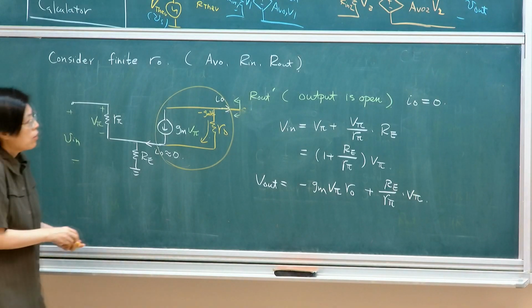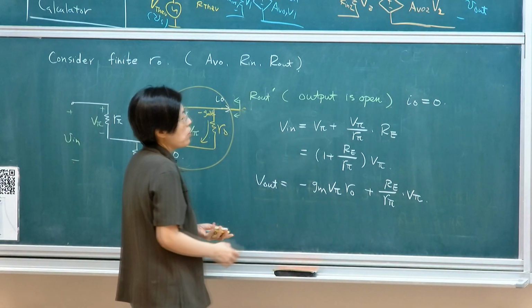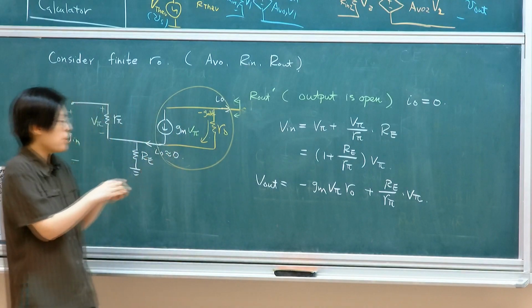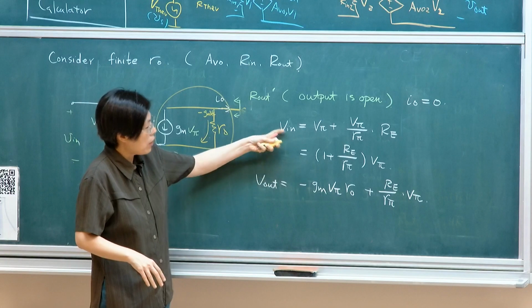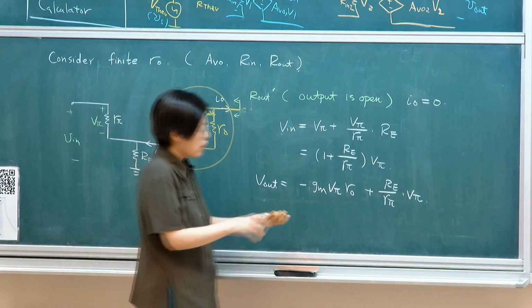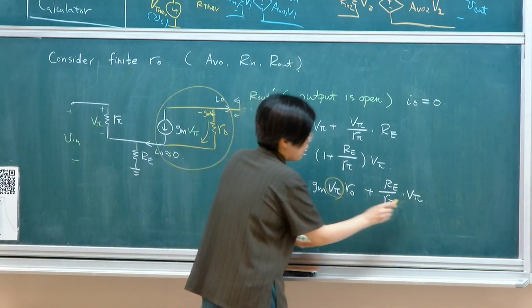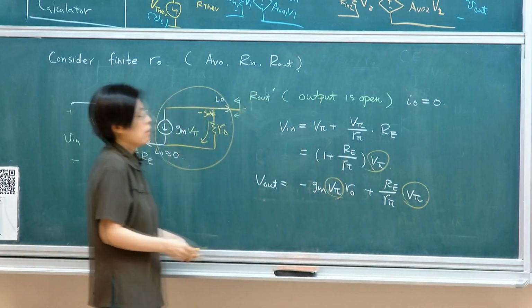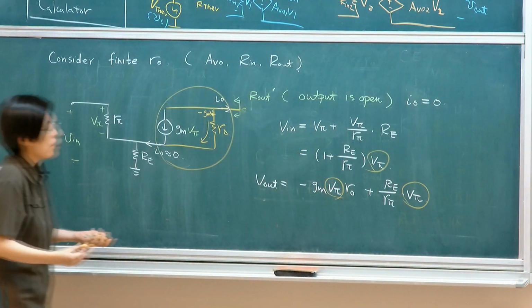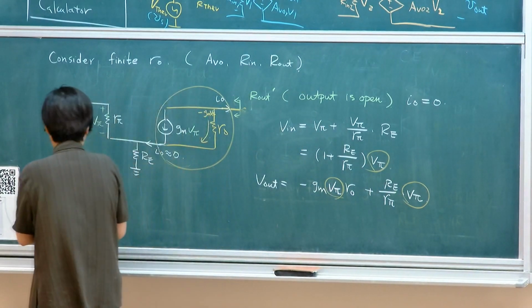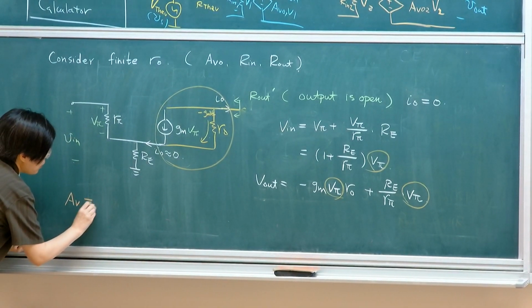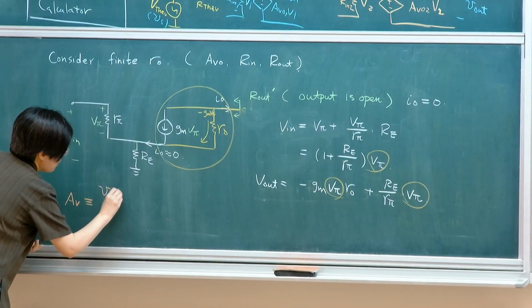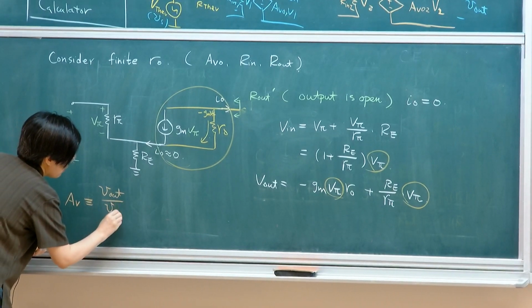Okay? So then I had these two equations. What is typically being done, most of the procedure, is that you write down V in, you write down V out, all in terms of V pi, and then simply divide them to get the gain. So your voltage gain, in this case, by definition is V out over V in.